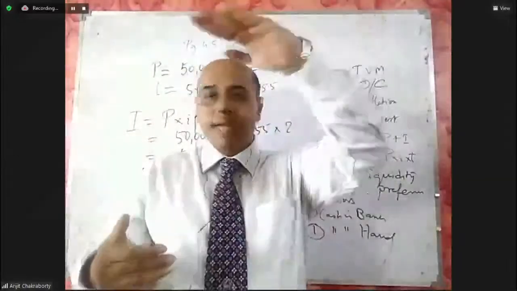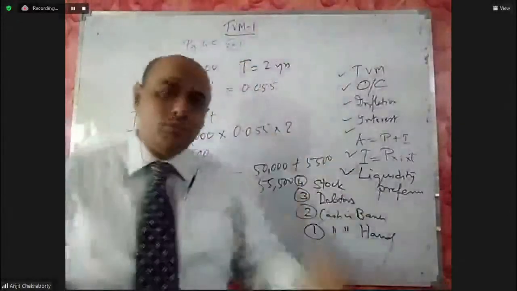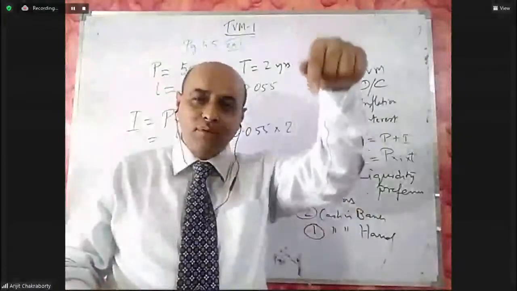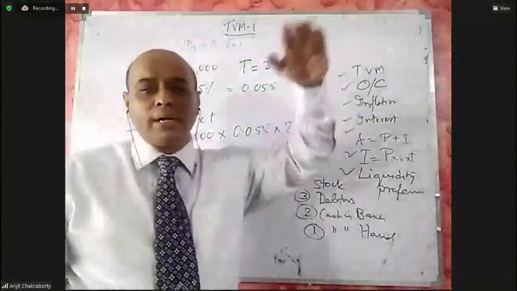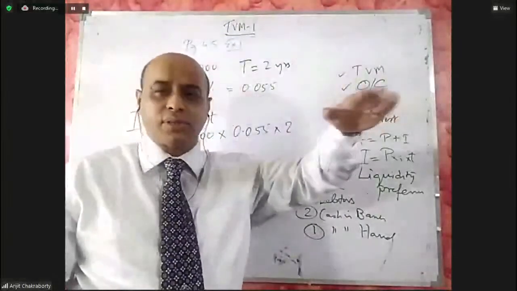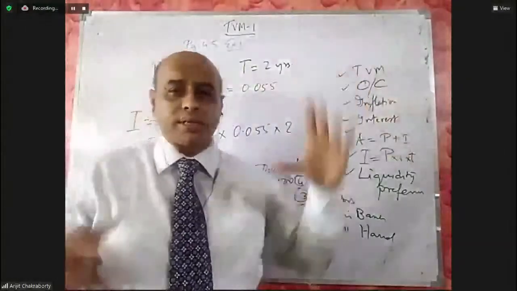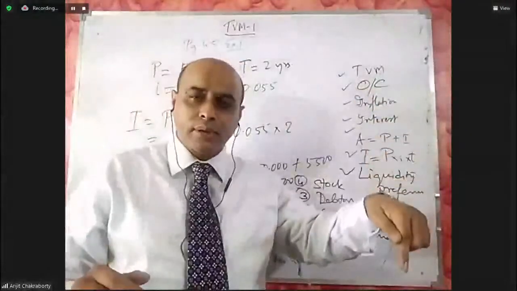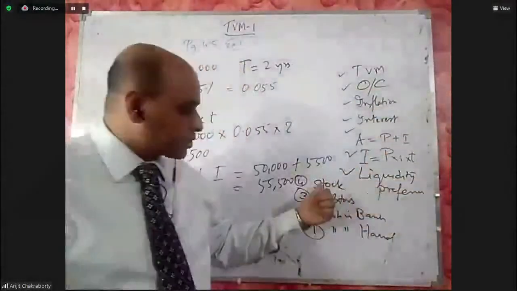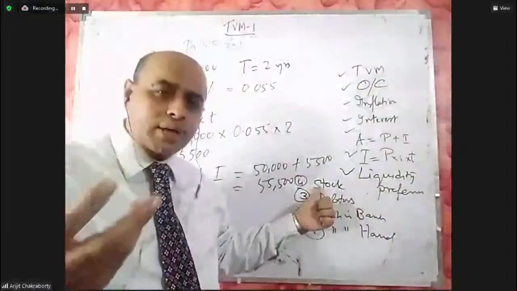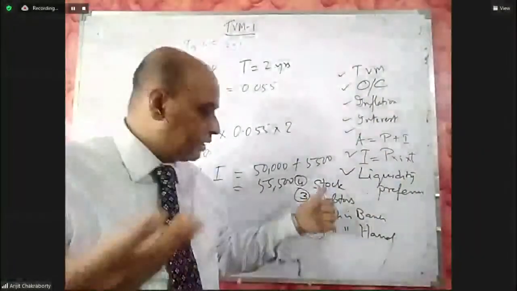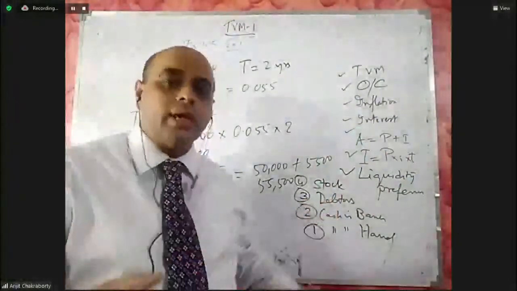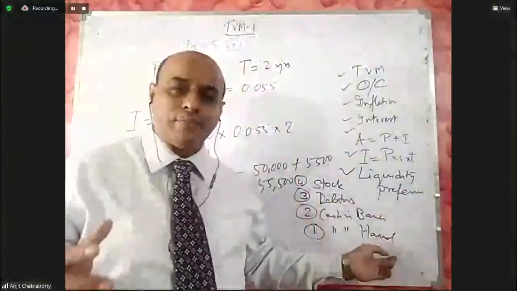Fixed asset, less liquid. Cash in hand, most liquid. So as you move down from the top, land and building, plant and machinery, furniture and fixture, vehicle, these are fixed asset, non-current asset. They are not liquid. But as you move down, current assets, stock is partially liquid, debtors, more liquid, cash in bank, more liquid, and the most liquid is cash in hand.